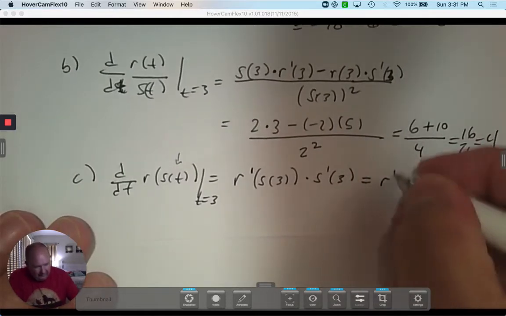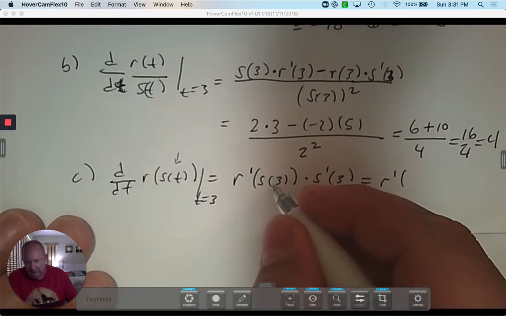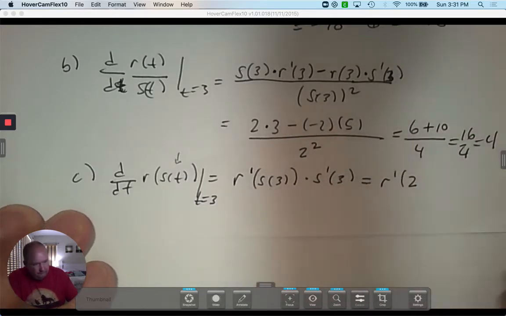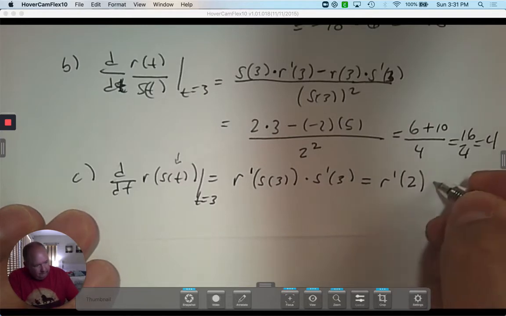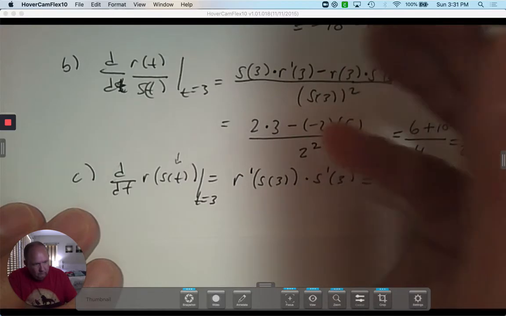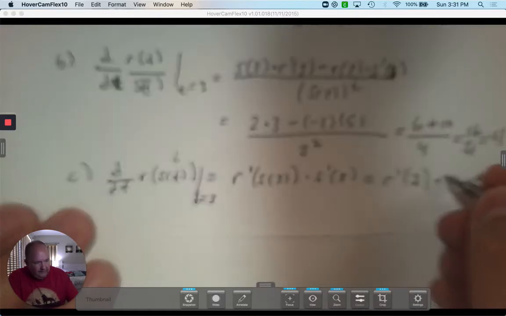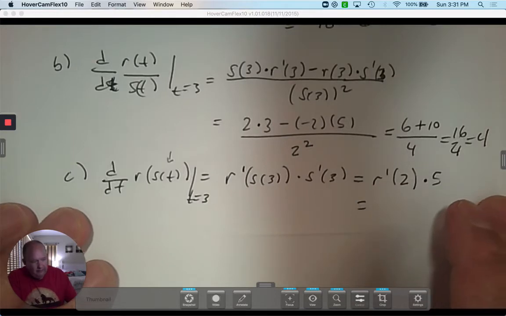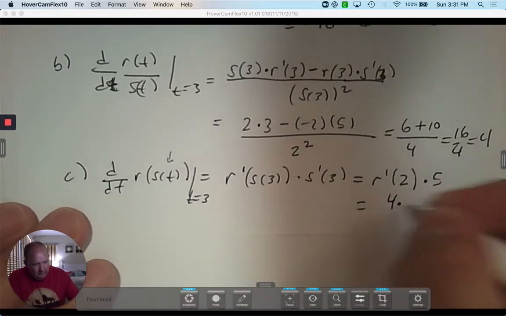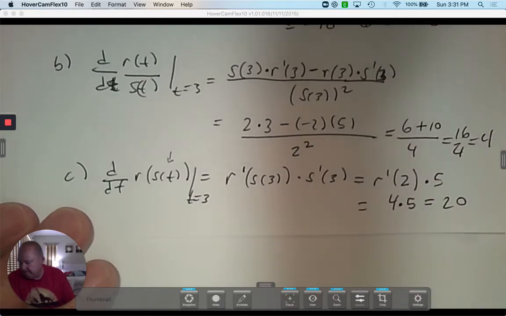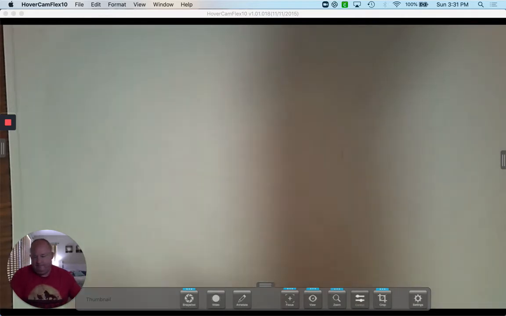So inside the derivative, S at 3, that is 2. S prime at 3 is 5. One more step. R prime at 2, that's 4. Again, all these values are given in the question. And then 4 times 5 is 20. Done. All right, on to 16.